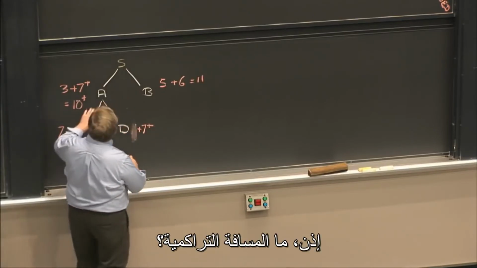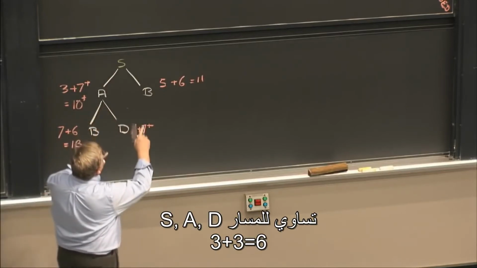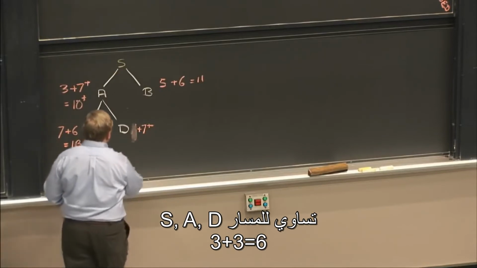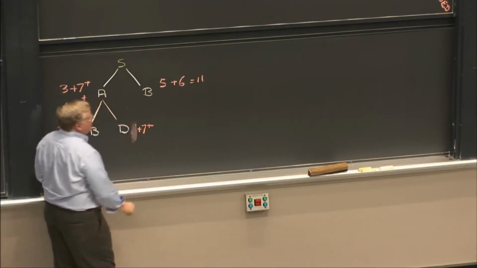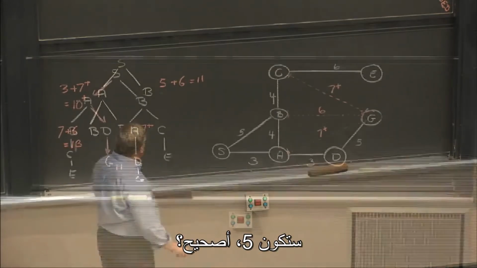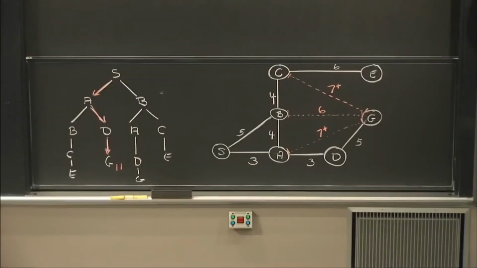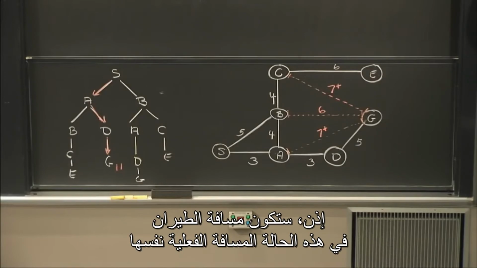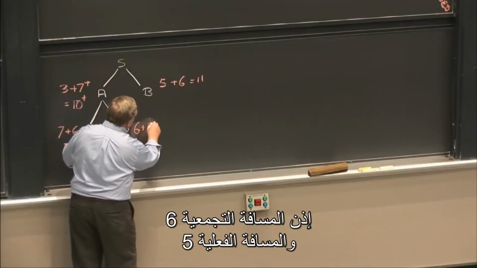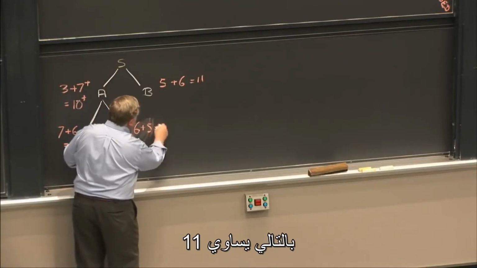What's the accumulated distance? It's 3 plus 3, which is 6, right? The airline distance would be 5, so in this case the airline distance is the same as the actual distance. So the accumulated distance is 6. The actual distance is 5, so that's equal to 11.